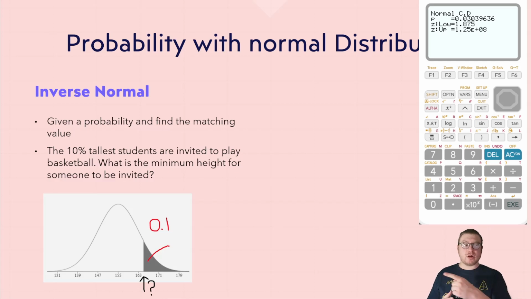We're going to draw a graph again, just like before. We're going to draw a normal distribution. You should draw your line through the middle for the mean at 155. And then, where is the tallest 10%? Well, the tallest starts at the very top and it covers everything into infinity.